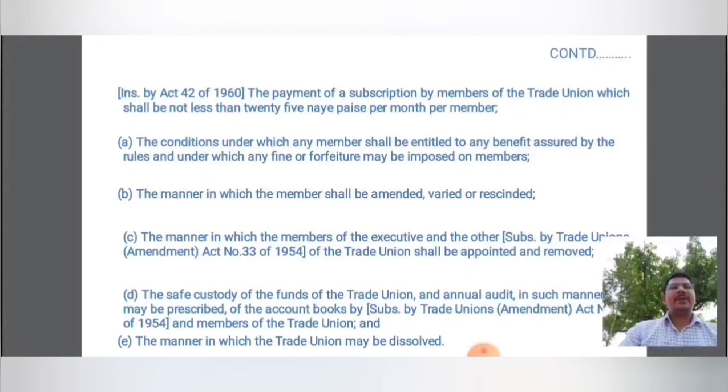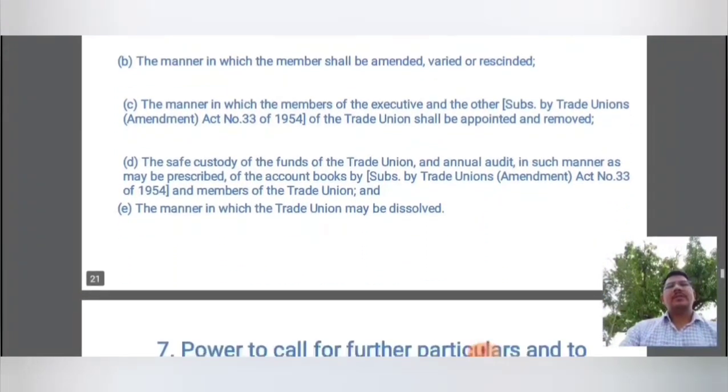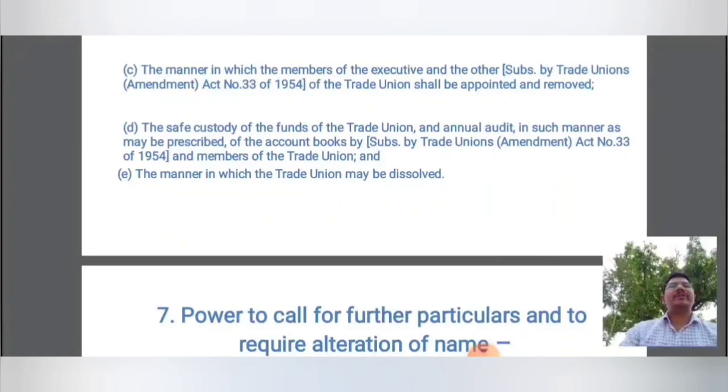The manner in which the rules shall be amended, varied or rescinded. The manner in which members of the executive and other office bearers of the trade union shall be appointed or removed. The safe custody of funds of the trade union and annual audit, in such manner as may be prescribed, of the account books by the members of the trade union, and the manner in which the trade union may be dissolved.